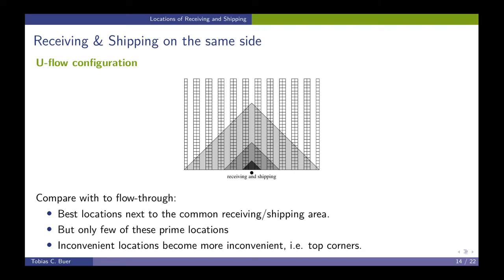However, we have many more inconvenient locations, and the locations in the top corners, left and right, are the most inconvenient ones. So if you have very unpopular products that are not required very often, and this might be together with only a few products that are very, very popular, the U-flow configuration might be better than the flow-through configuration for your warehouse.